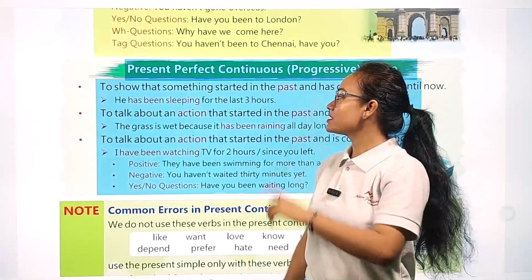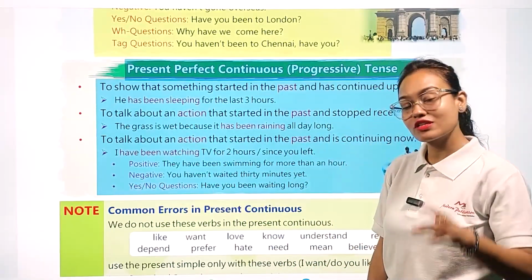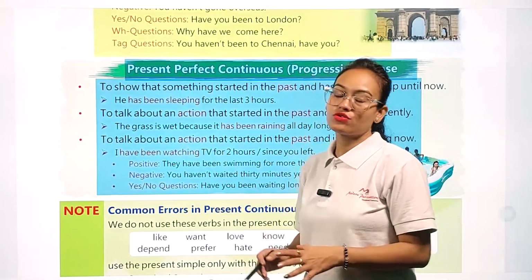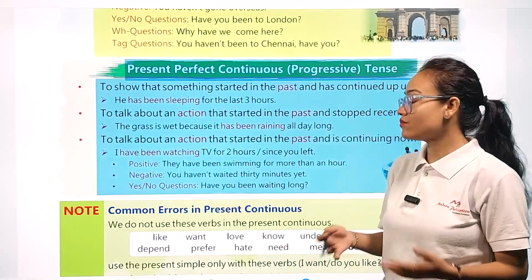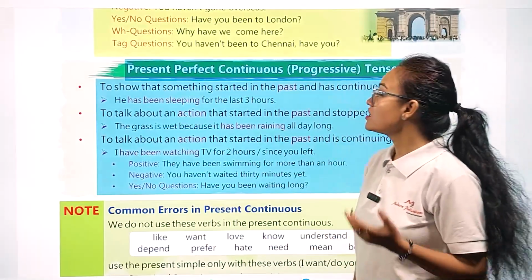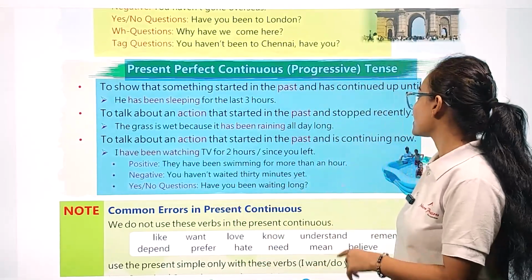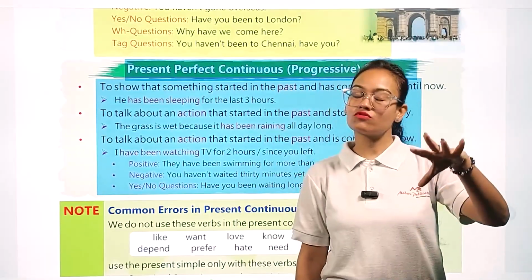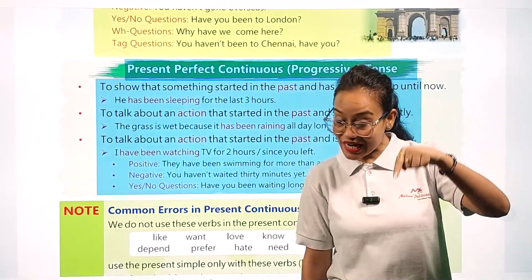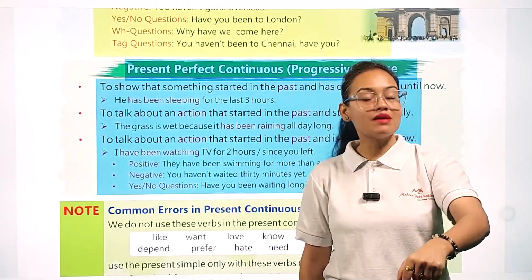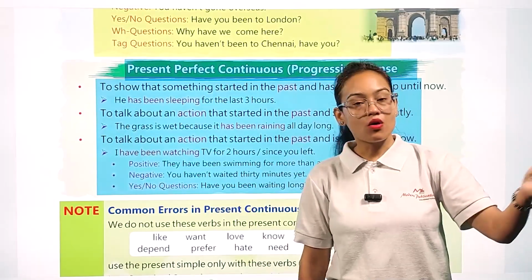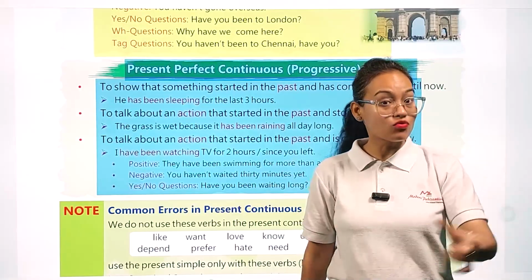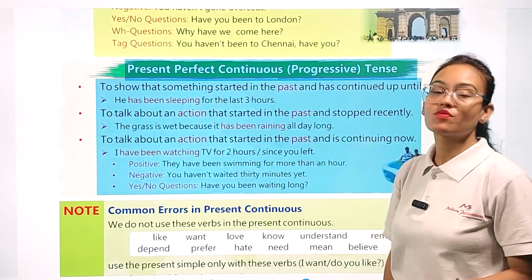Example, you can see here, he has been sleeping for the last 3 hours. Means for the last 3 hours he has been sleeping. Okay, the next, where or when are we going to use present perfect continuous: to talk about an action that started in the past and stopped recently. Sometimes what happens, the action had already started in our past, but recently it completed. Maybe you started some work 1 month ago, and yesterday that work was completed, so that work still comes under the category of present perfect continuous tense.